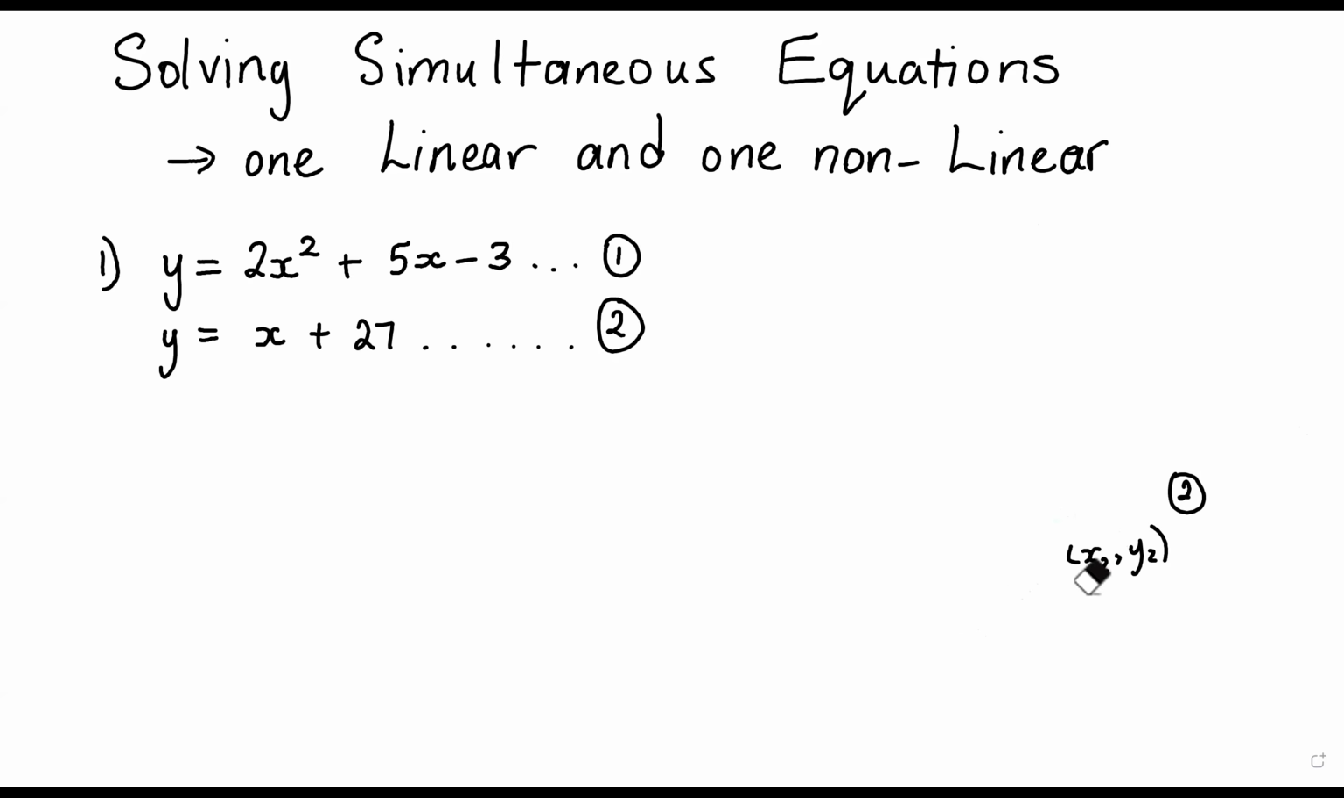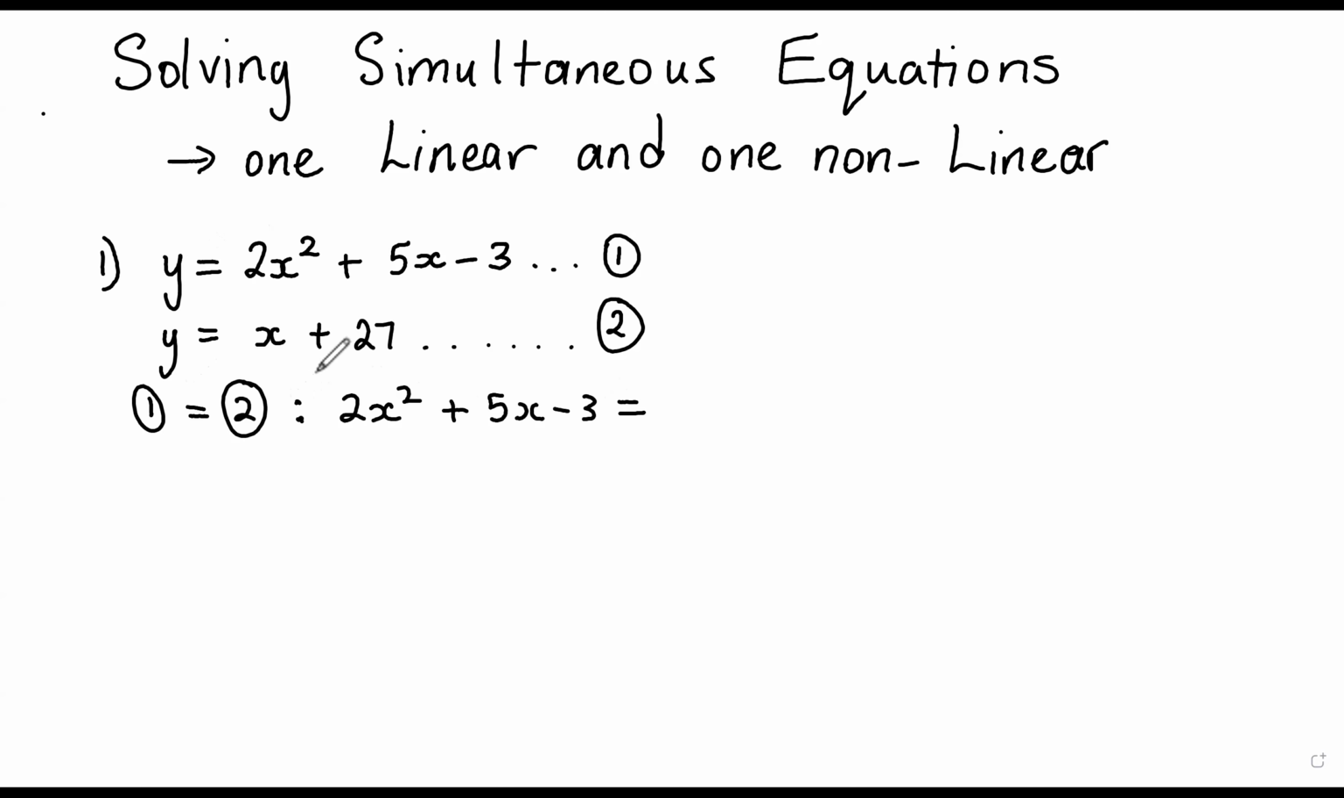Now, as you can see, equation 1 is y is equal to 2x squared plus 5x minus 3. And then equation 2 is y is equal to x plus 27. Now, both of these equations are equal to y. And since they are both equal to y, what we can do is equate the equations, meaning that whatever equation 1 is equal to, which is 2x squared plus 5x minus 3, that would be equal to equation 2, which is x plus 27.